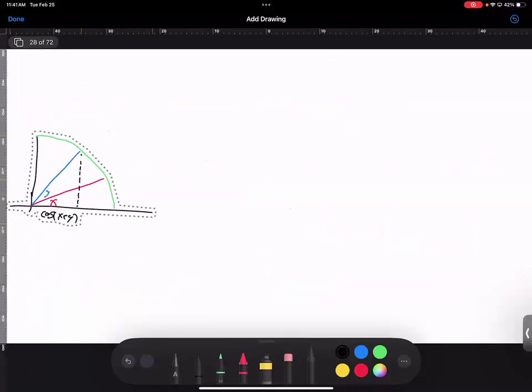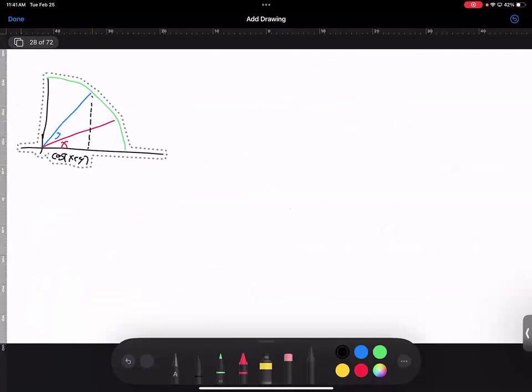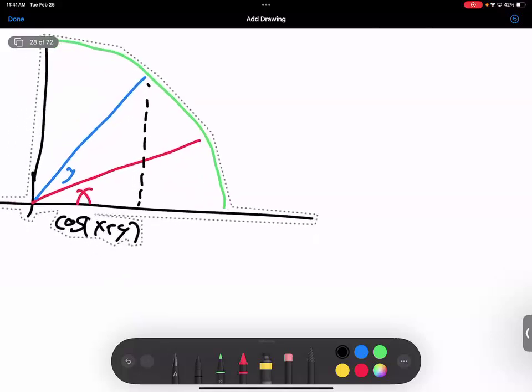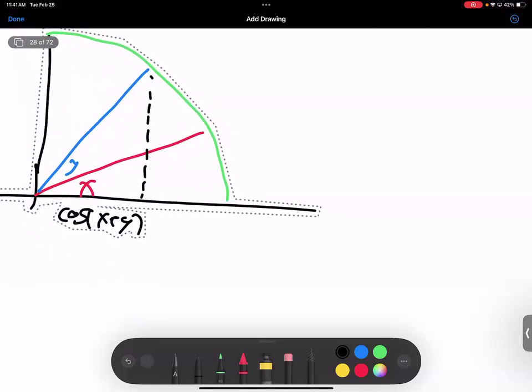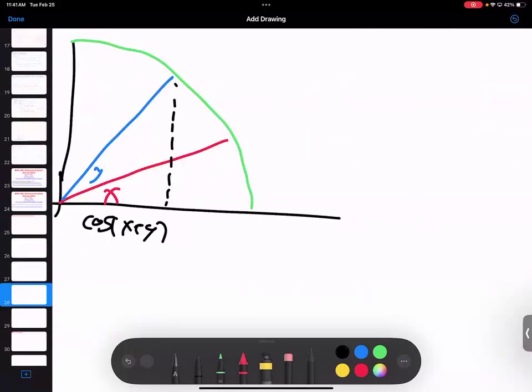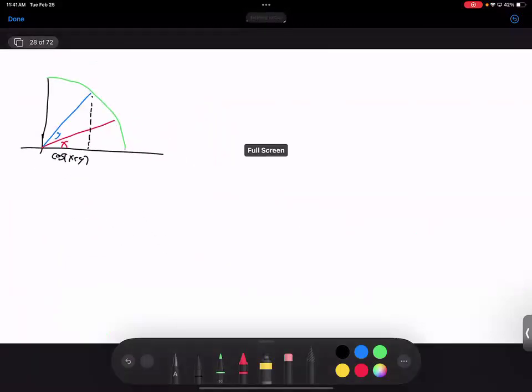So let's see if I can move this over. Oh yeah, okay. So the question is, did I accidentally make this? Oh, okay.